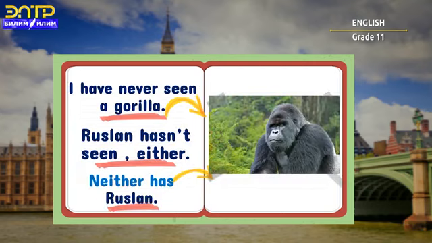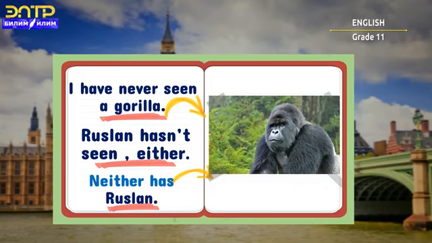Let's see the next example. Look at this gorilla. This girl says, I have never seen a gorilla. Look at the sentence. Is it positive or negative? Excellent. It is a negative sentence. Why? Because we have never here, and never gives a negative meaning to the sentence. Look at this boy. This boy says, Ruslan hasn't seen either. It means that Ruslan hasn't seen a gorilla.